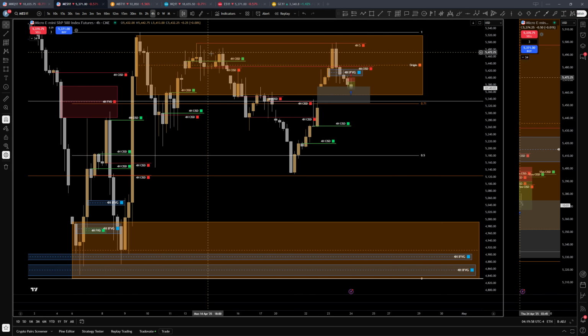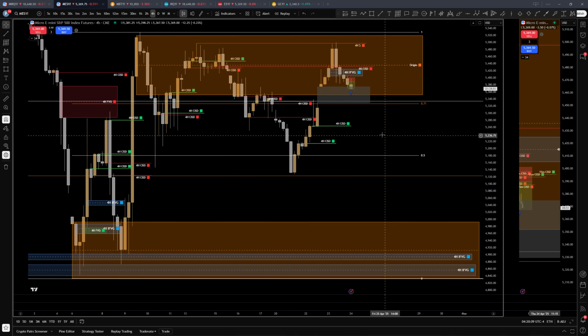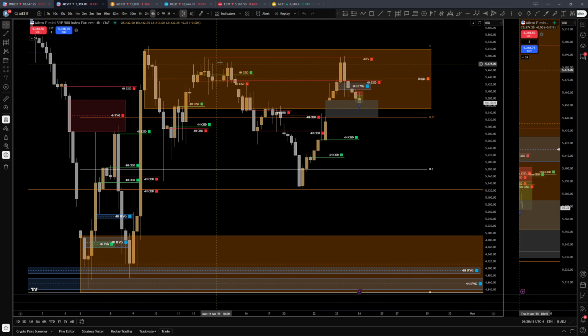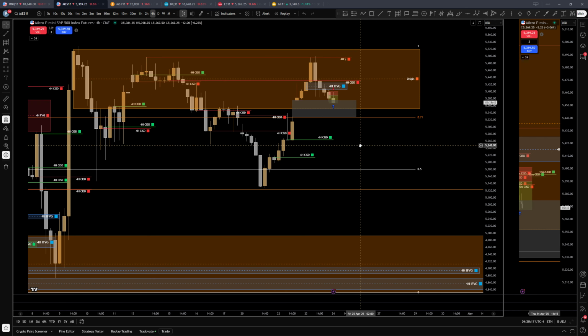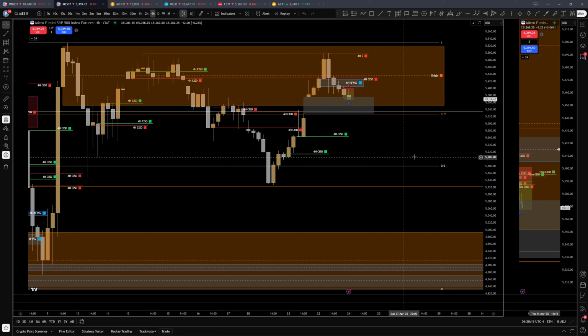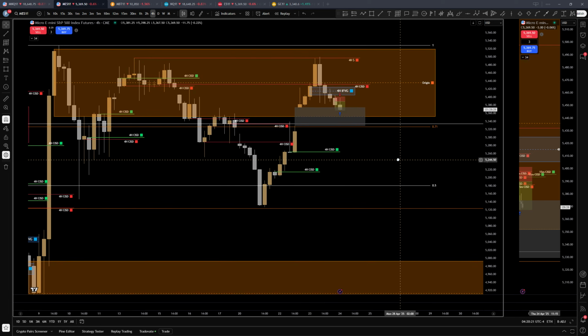So we're coming down back from the origin here, back into the internal liquidity, taking out more of this fair value gap and these inverse fair value gaps, which I haven't drawn because I can't draw everything or it would be crazy on here. And then we get another reaction from internal liquidity back towards external liquidity, back towards this origin. Now, here's where it gets to today's analysis.